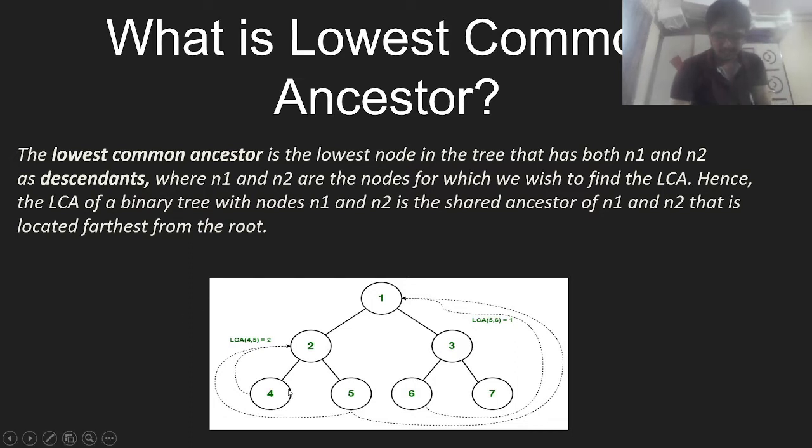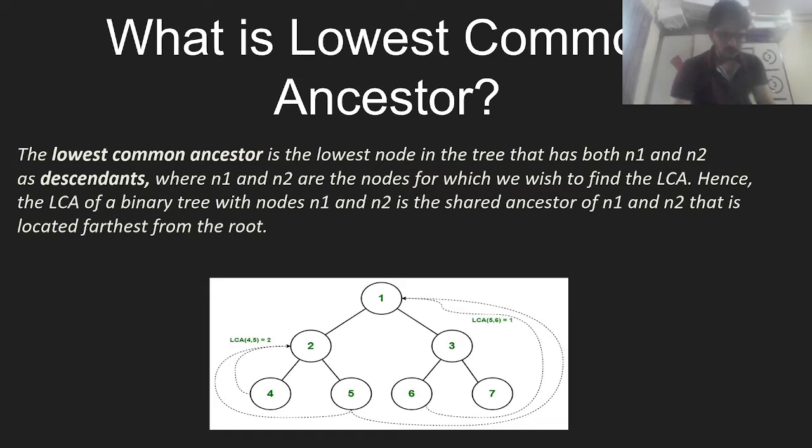For example, let's say we have nodes 4 and 5. The LCA would be 2 because 2 is the parent of both 4 and 5, and it is located farthest from the root. If you see, 1 is also an ancestor of both of them, but it is not lowest, right? In the same way, if we see 5 and 6, the lowest common ancestor is 1. Is this clear to everybody? What exactly is the lowest common ancestor?